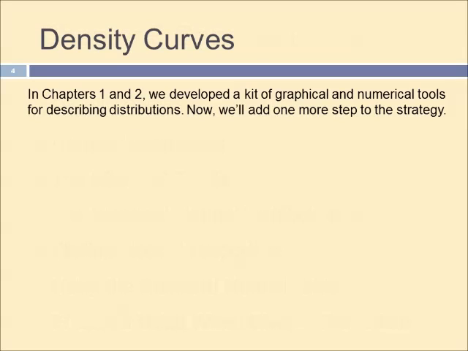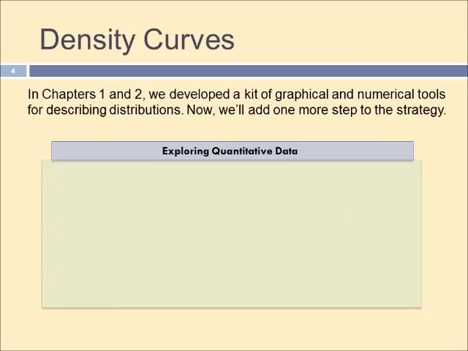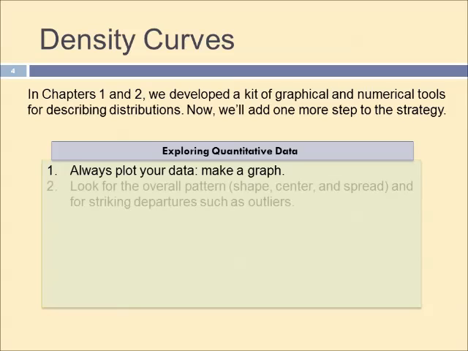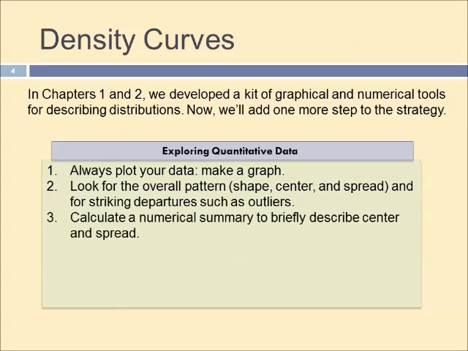In the first two chapters, we developed a kit of graphical and numerical tools for describing distributions. Now we'll add one more step to the strategy. When exploring quantitative data, we plot the data, make a graph. Look for the overall pattern, the shape, the center, and the spread, and look for striking departures such as outliers. We also calculate a numerical summary to briefly describe the center and the spread.